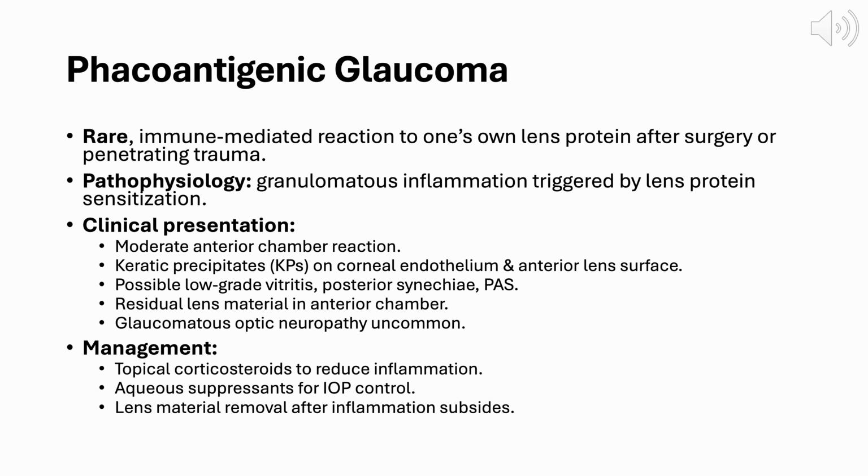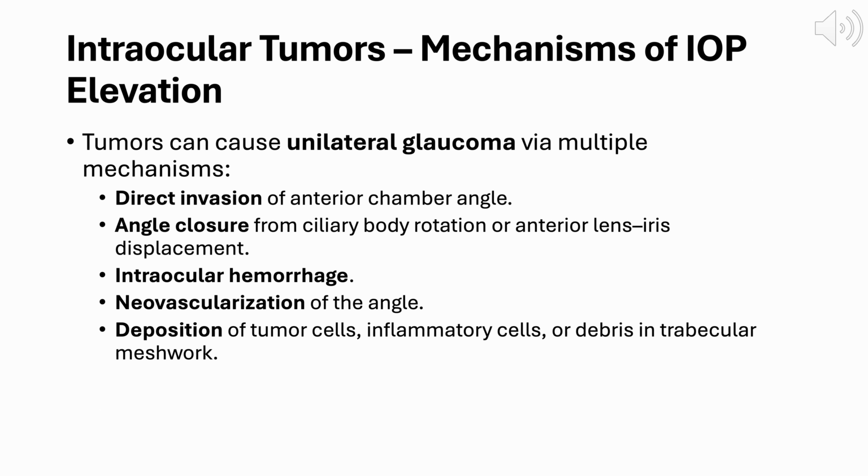Management focuses on controlling inflammation and IOP. Topical corticosteroids are used to suppress the inflammatory response, while aqueous suppressants help reduce pressure. Definitive treatment involves removal of the lens material, but only after the inflammation has subsided to avoid exacerbating the immune reaction. Let's talk about the next type of secondary open-angle glaucoma, intraocular tumors.